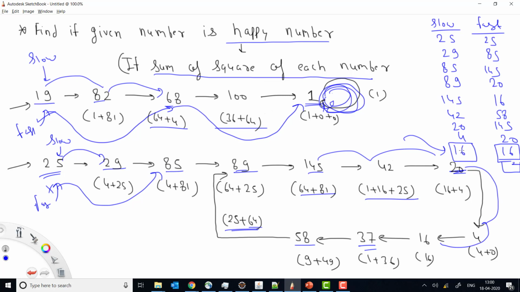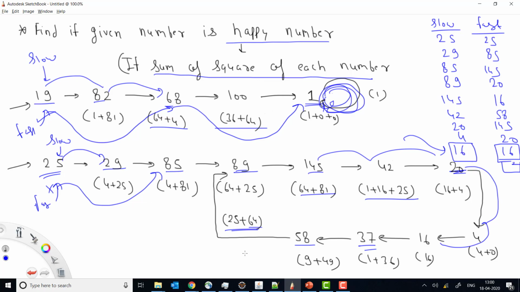So to solve this question we took two pointers, one slow pointer and one fast pointer. We'll jump the fast pointer by 2 positions and the slow one by 1 position. So they will meet at one position because there is a loop. In a happy number also there is a loop, but the difference is the loop is at 1. So in a happy number the loop will meet at 1, and in a non-happy number the loop will not meet at 1. So that's the difference between a happy number and a non-happy number.